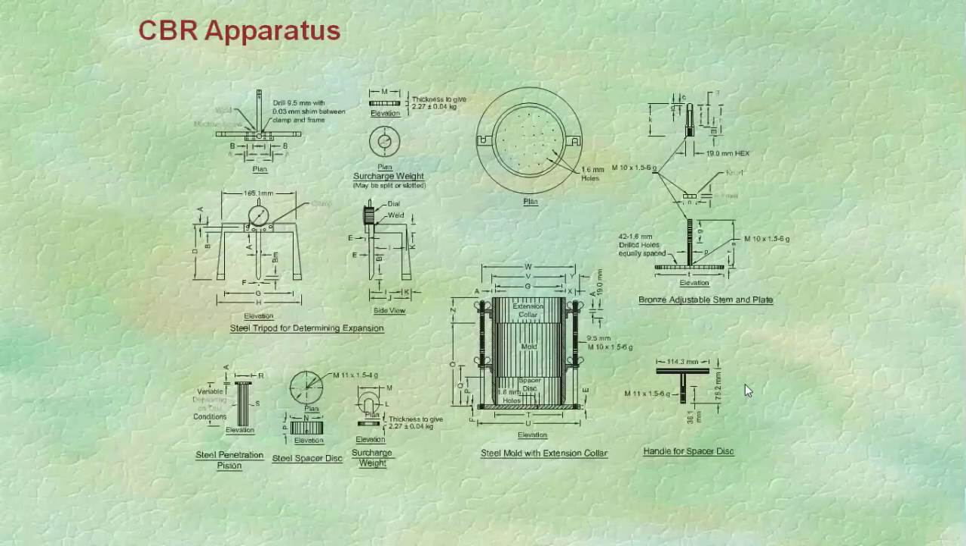For this apparatus, a loading system is required: a machine capable of providing a constant rate of penetration of 1.25 mm per minute with the capacity of 50 kilonewton, that is 5 tons, is used for loading the plunger with the proving ring. If a standard loading system is not available, either a hydraulic or machine operated loading system with proper calibration can be used. A plunger of 50 mm diameter with a proving ring attachment at the bottom of the loading frame is used for conducting the test.